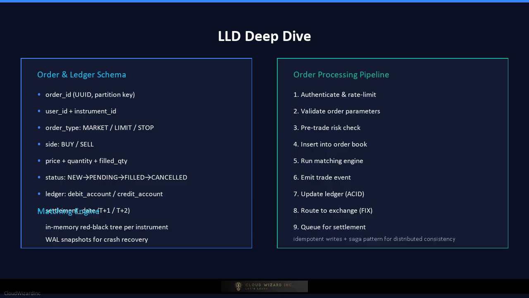For observability, every order, every state transition, and every risk check decision is emitted as a structured event to an audit log that is immutable and tamper-evident for regulatory compliance.